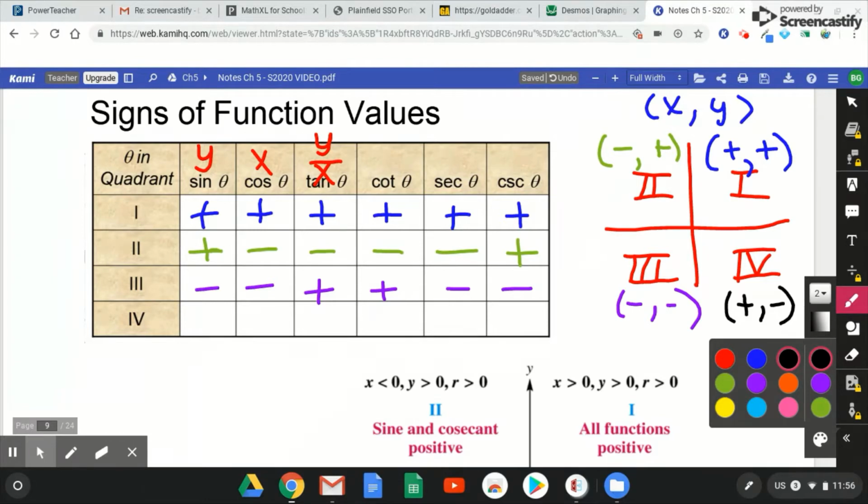X is positive, y is negative. Divide those two, and tangent would be negative. Cotangent is with tangent, secant is with cosine, and cosecant is with sine. So that's a pretty big deal. Now, you do not have to memorize that entire chart, because if you just memorize that sine goes with y and cosine goes with x, and tangent is y over x, you can figure everything out. And that is going to be very important that you can do that.